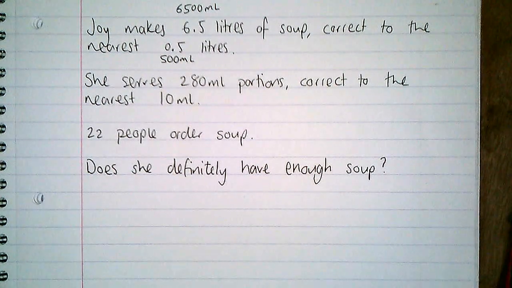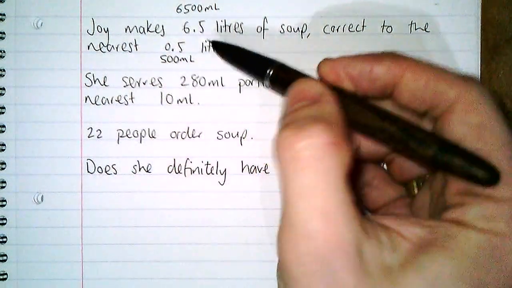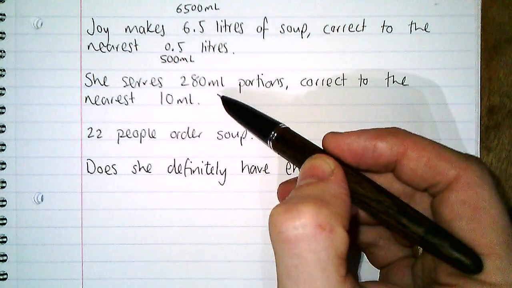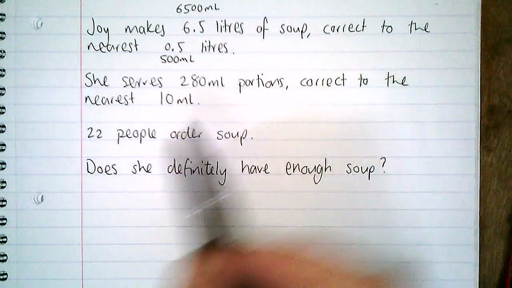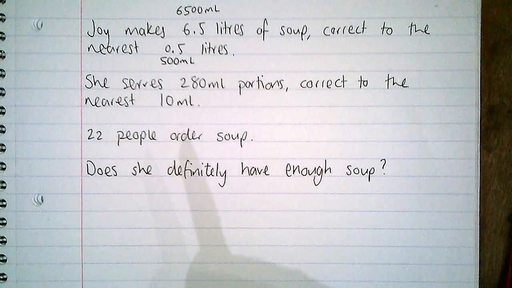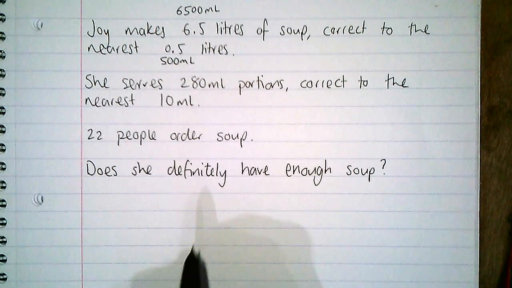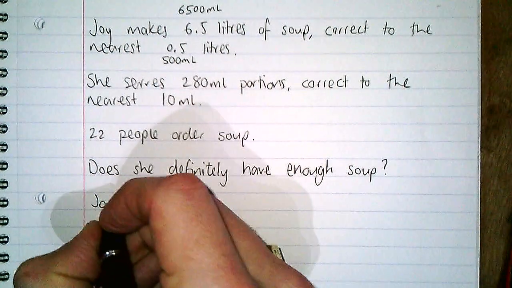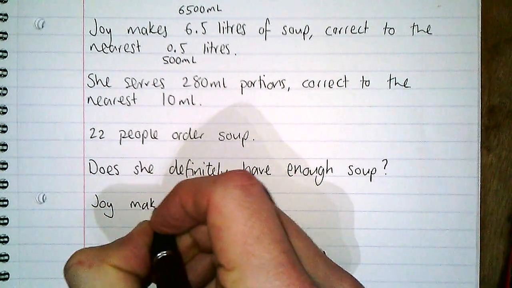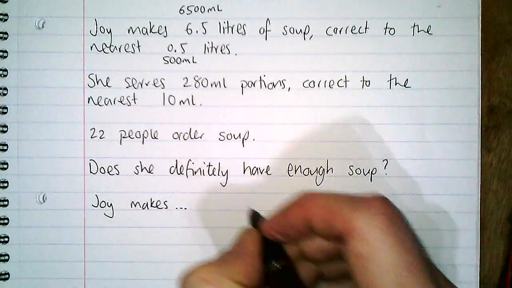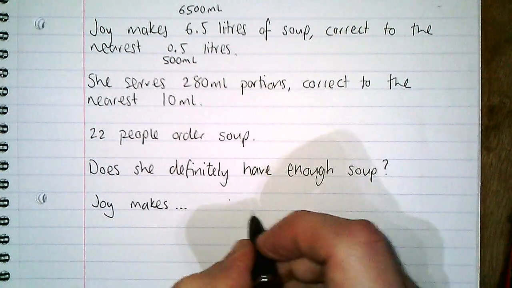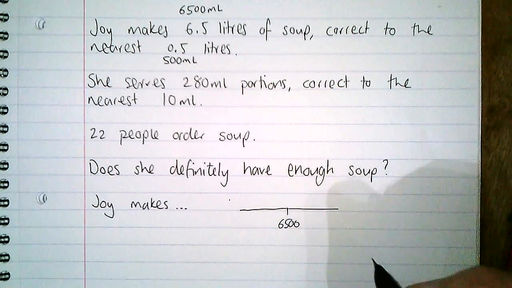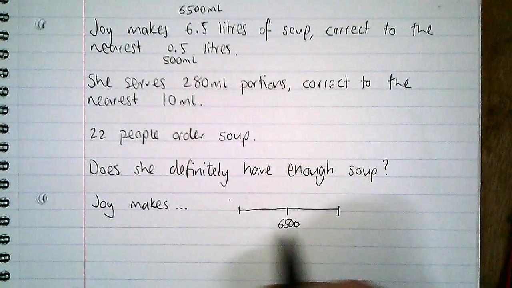Right. So we're going to find out what our upper and lower bound is for how much soup she makes, find out the upper and lower bound for how much she serves, and then think about what we need to work out in order to determine whether she definitely has enough soup. So, right, let's find our upper bound and lower bound. We've got 6,500 in the middle, and I want to work out what our values at each end are.